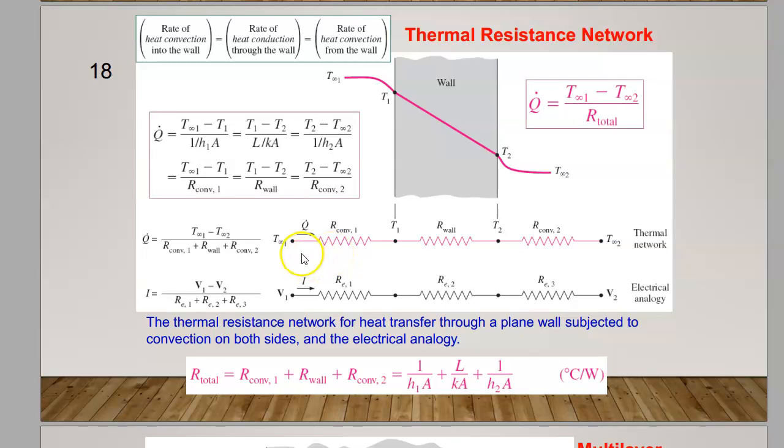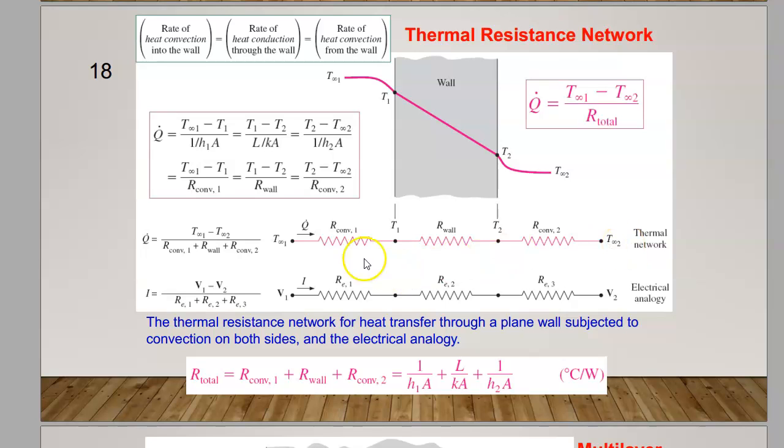So here is the way to draw it. The first one, you should draw T infinity 1, and then it goes to resistance number 1, which is convection. Why convection? Because this is fluid and this is solid, so between these two means convection. Then you go to T1, then to resistance number 2, R wall. This is wall because of the solid. And then we have T2, and then we have R convection to T infinity.